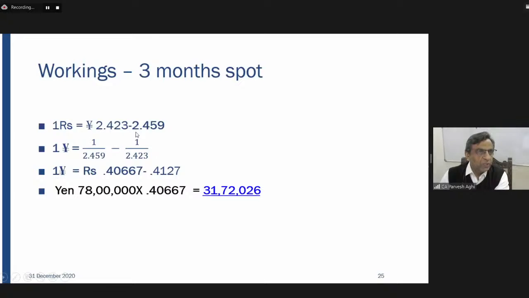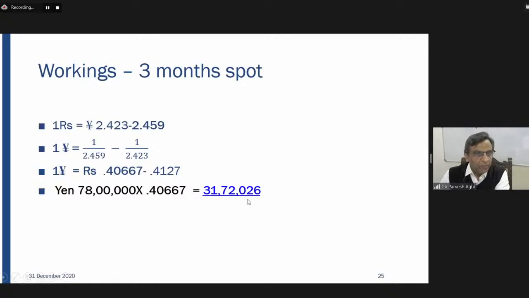So what we do is 1 divided by 2.459 will come on the bid side, and 1 divided by 2.423 will come on the ask side. And I have explained this in great detail in my first lecture, the rules. Then 1 yen will be equal to rupee 0.40 and rupee 0.41. Then we'll actually be using the bid rate. So 78 lakh yen multiplied by the bid rate, because the bid rate is the rate at which the yen are going to be sold back to the bank. So the bank is going to buy it from you.